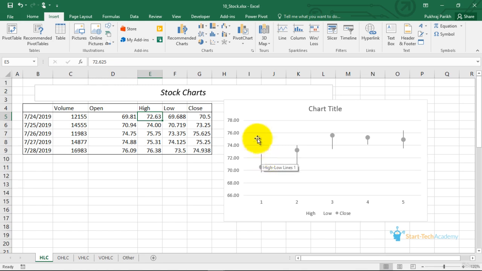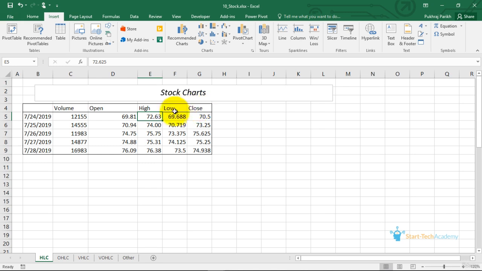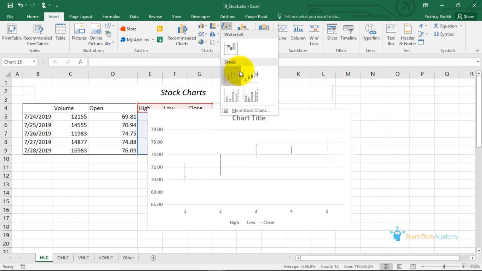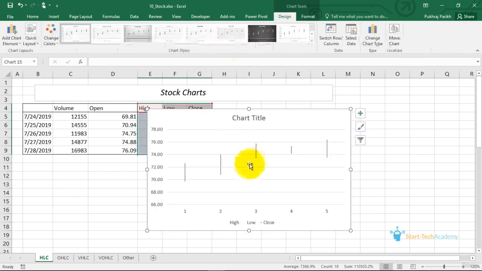Let us learn how to draw this one. I will delete this chart. We will select these 3 columns only in the order high, low, close. If it is not in this order, you'll have to separately go and select the data in the order that you have the columns. So I'll go to the stock chart option and I'll select the first one.